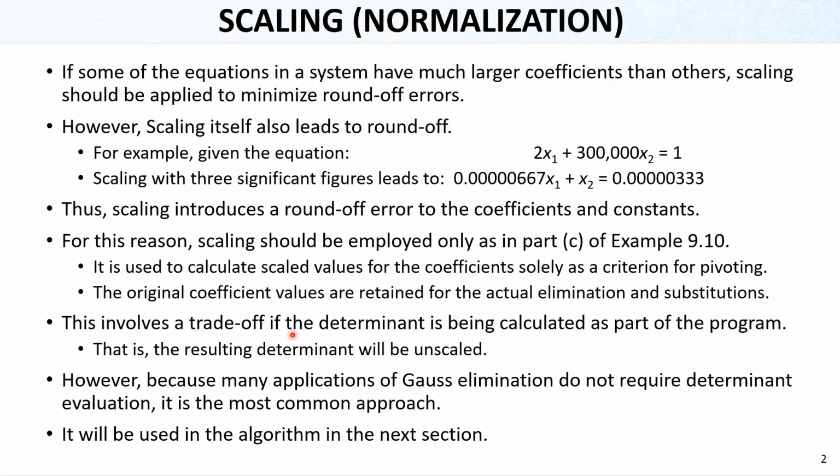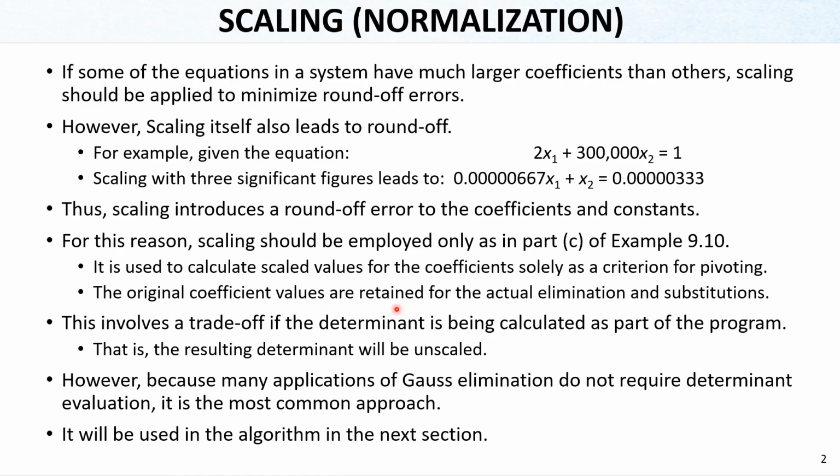But this involves a trade-off if the determinant is being calculated as part of the program. The reason is that the determinant will be calculated using the diagonal terms of a matrix after the elimination process. So we will have an upper triangle after the forward elimination. Then we will multiply the diagonal elements to calculate the determinant. And for the determinant, using normalization is better for a better evaluation, because if the determinant is near zero after normalization, then we have an ill-conditioned or singularity problem in the system of equations.